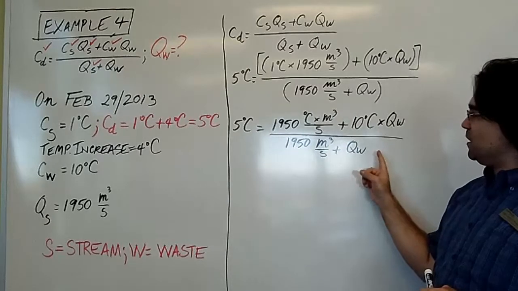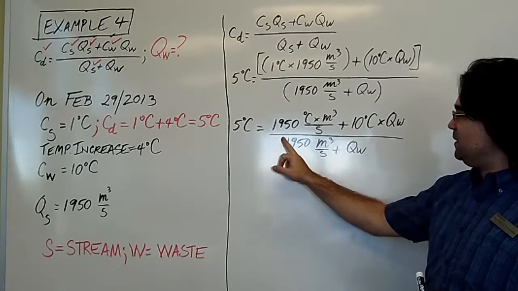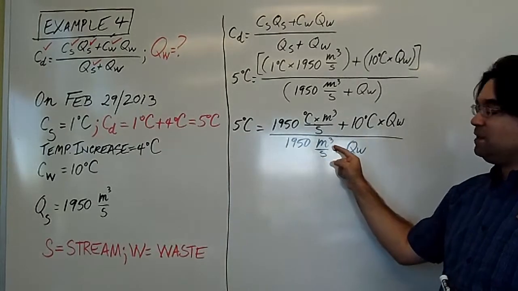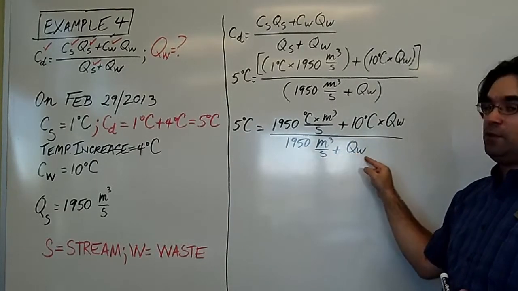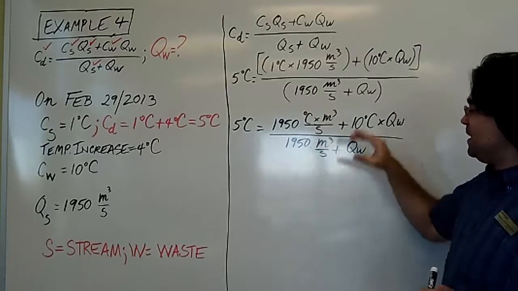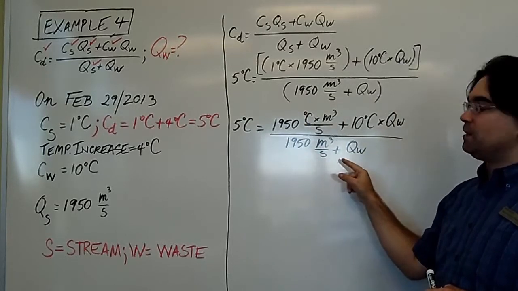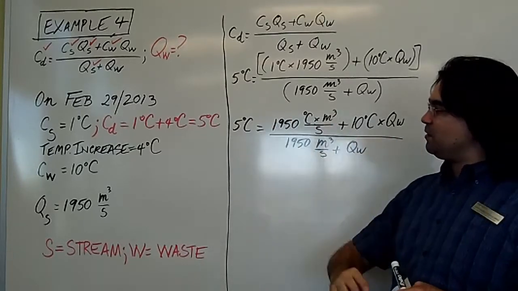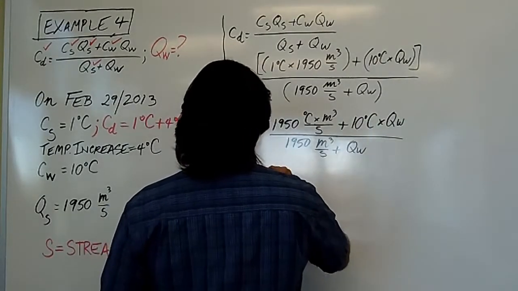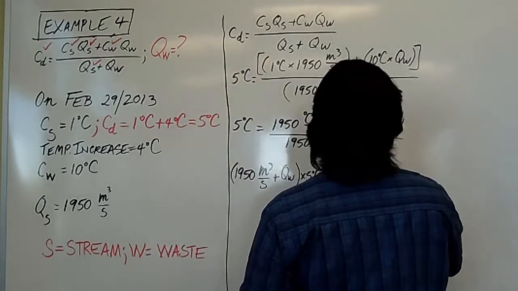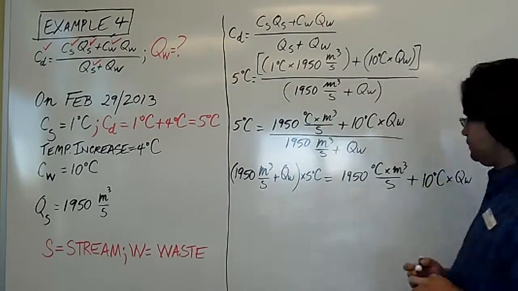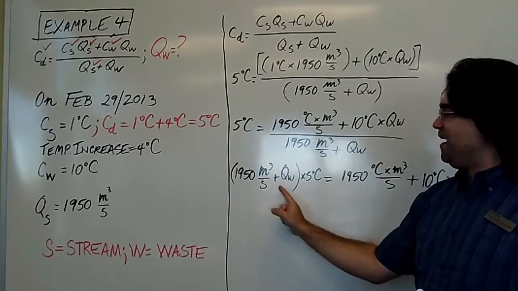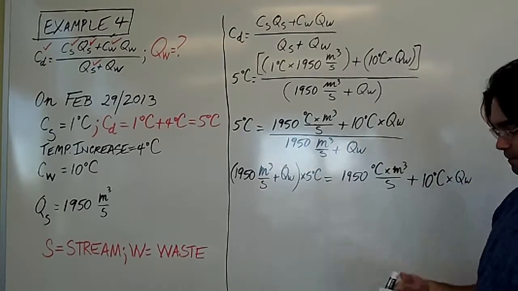the first thing I'm going to do is multiply both sides by this denominator. So I'm going to multiply this side by 1950 cubic meters per second plus QW, and I'm going to multiply this side by 1915 cubic meters per second plus QW. The benefit is that it's going to disappear on this side and appear on that side. Now, I get to multiply each one of these values by 5 degrees C.